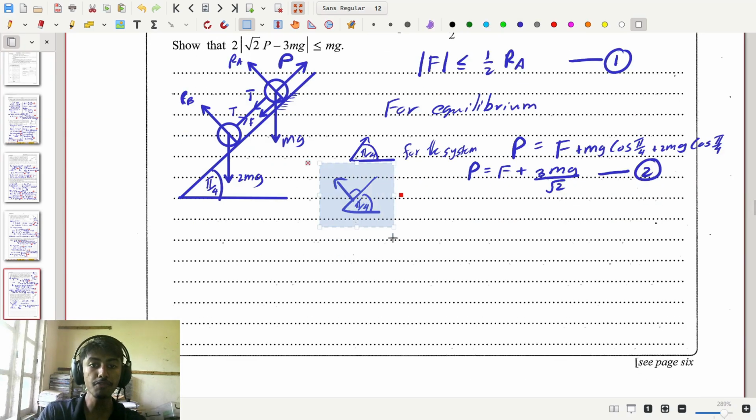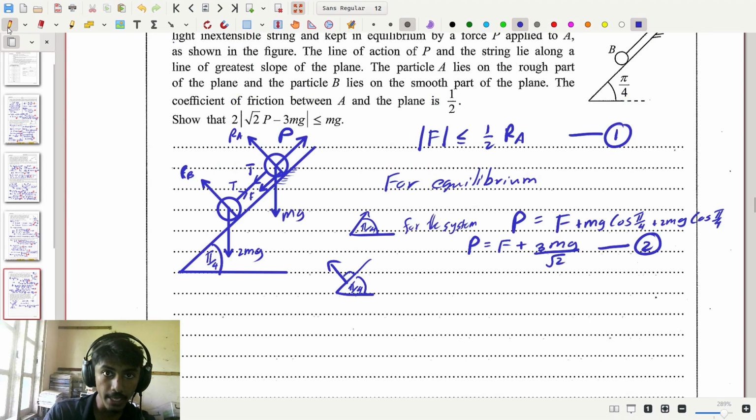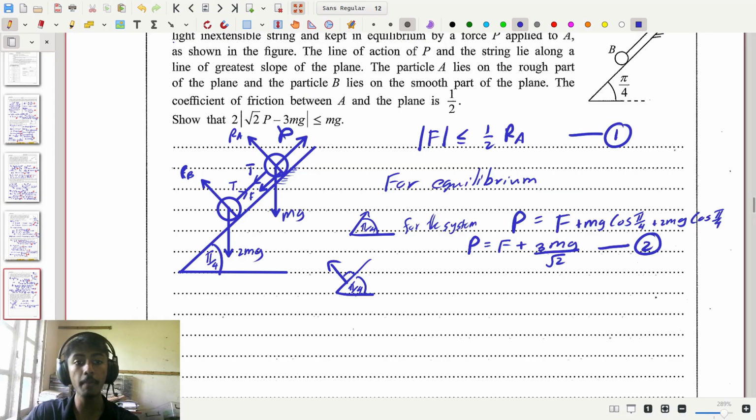Now after that, if we consider the perpendicular direction, we could once again consider only particle A, only particle B, or both particles A and B. Considering only particle A, in this direction we wouldn't have the force P or the force F, but we'd have the force RA and mg's component in this direction. Similarly, for particle B we would have RB and the component of mg in this direction. If we consider both A and B, we would have RA, RB, both components of mg in this direction, and 2mg in this direction.